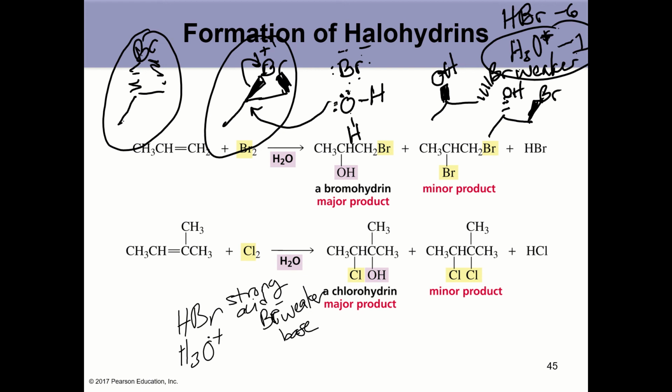Water will add in a Markovnikov fashion. Water will add to the more substituted carbon. So in this case, the water lone pair will bond to the carbon with more bonds to carbon, and the bond between the C and the Br will break. This will give us what we call a halohydrin. A halohydrin is a molecule that has a bond to an alcohol group and a bond to a halogen group.